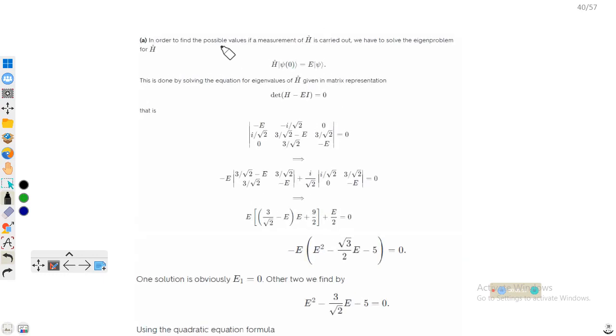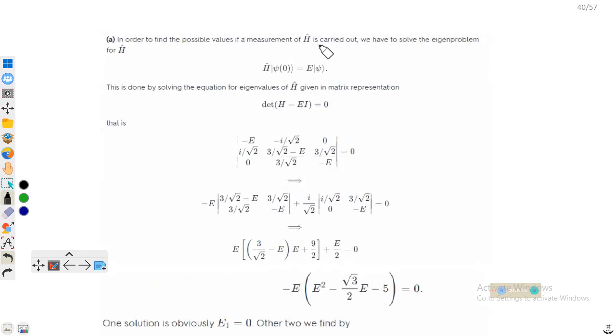First, in order to find the possible values when a measurement of H is carried out, we have to solve the eigenvalue problem of H. So H psi = E psi. This is done by solving the equation for the eigenvalues of H in the matrix representation. We will first form the secular equation for the Hamiltonian, which will give us this determinant form. Since this is a 3 by 3 matrix, it will definitely give us three eigenvalues.